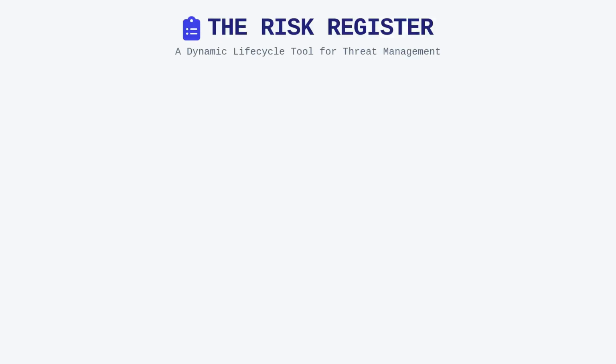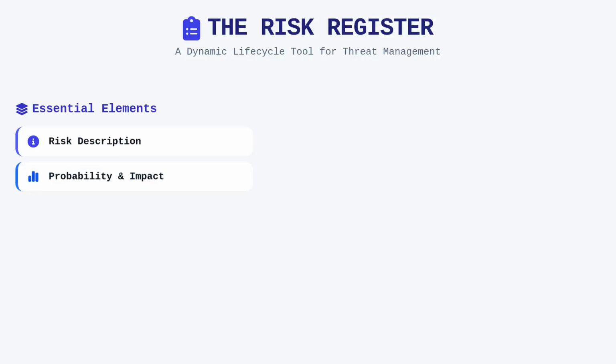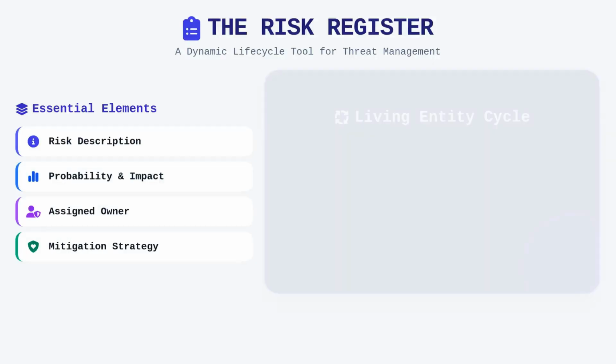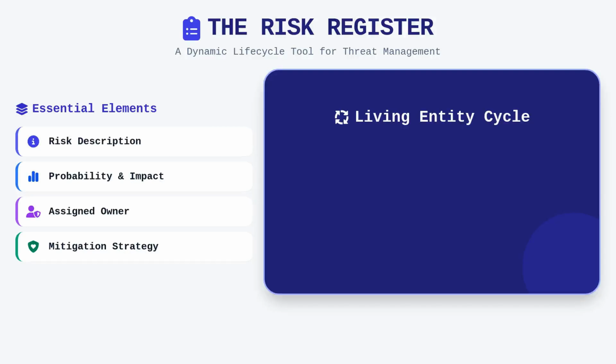A risk register is the primary documentation tool used to track identified risks throughout their life cycle. It should contain a description of the risk, its probability and impact, the assigned owner, and the chosen mitigation strategy. This document must be a living entity, not a static spreadsheet created once and forgotten.